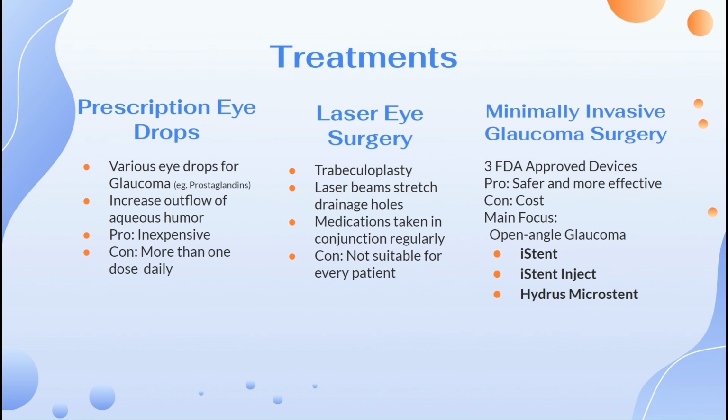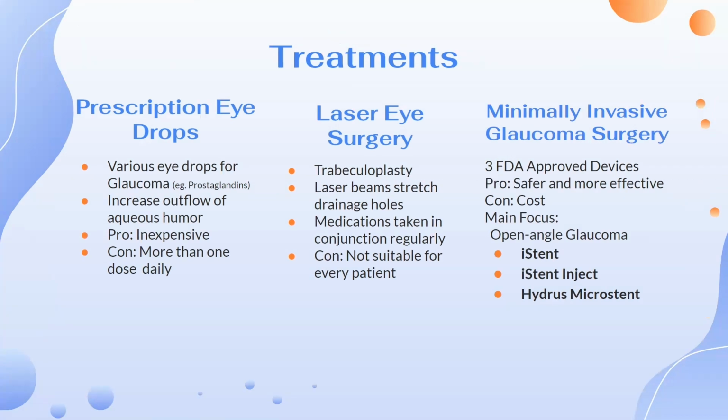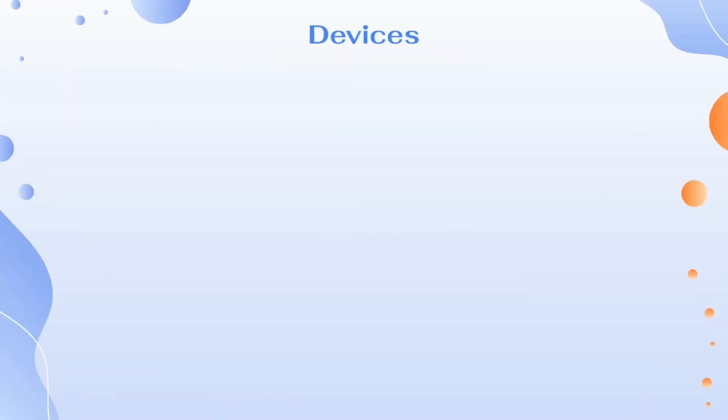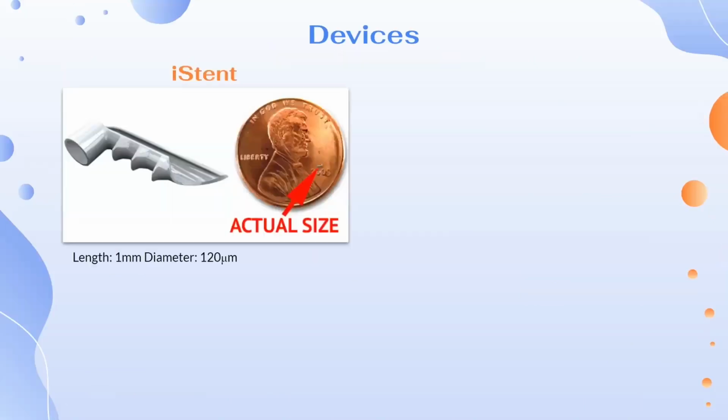Minimally invasive glaucoma surgery currently has 3 FDA-approved devices that mainly focus on treating open-angle glaucoma. Open-angle glaucoma is the most common type of glaucoma in the United States. They are named the iStent, the iStent Inject, and the Hydrus Microstent. The first generation device for glaucoma is the iStent. It is the first FDA-approved stent for minimally invasive glaucoma surgery.